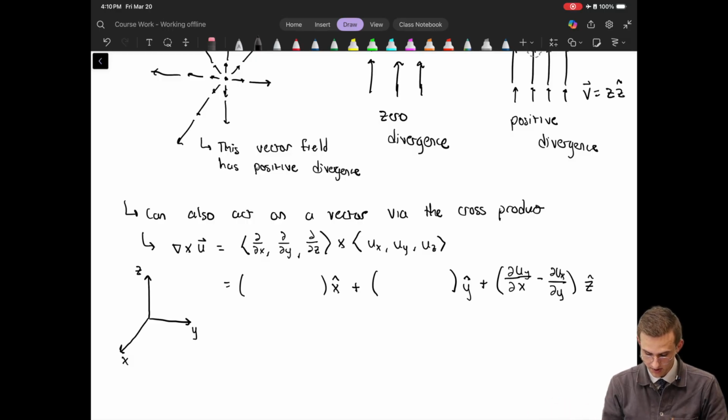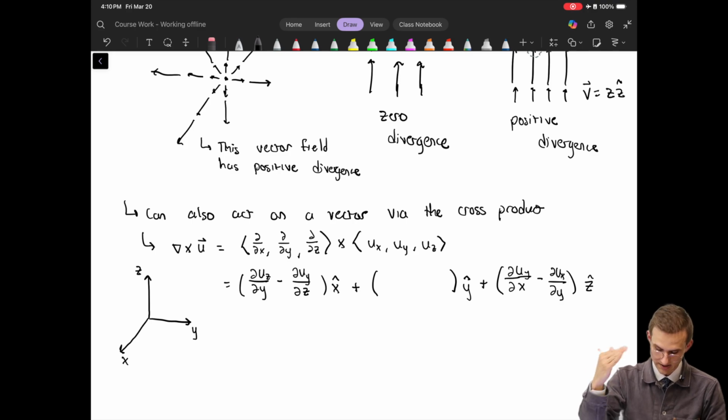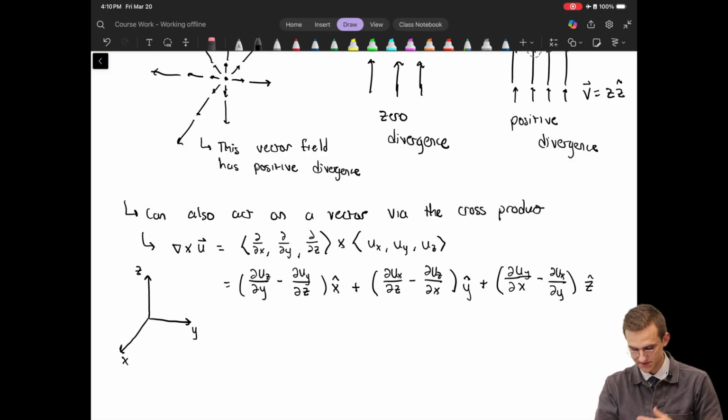So the y cross z component is the positive direction, so that means I'm going to have duz/dy minus duy/dz. Okay, and then the y components are going to come from the x and z cross products. I know that z cross x is going to be in the positive y, so then I need dux/dz minus duz/dx. Okay, so that's what the cross product applied to u looks like.